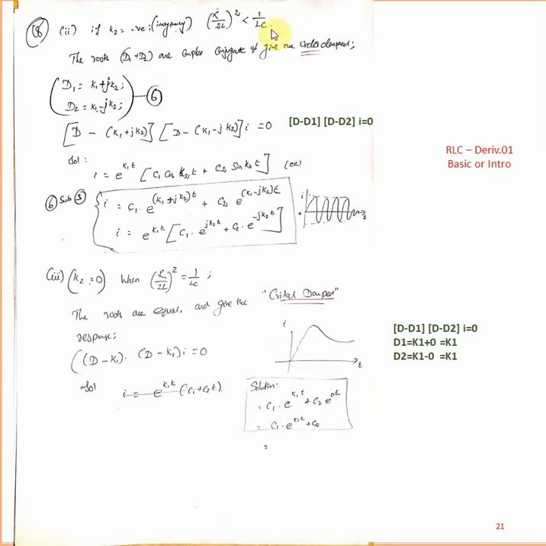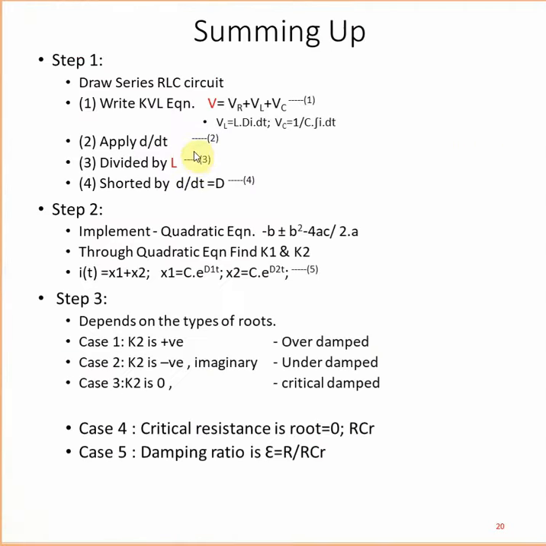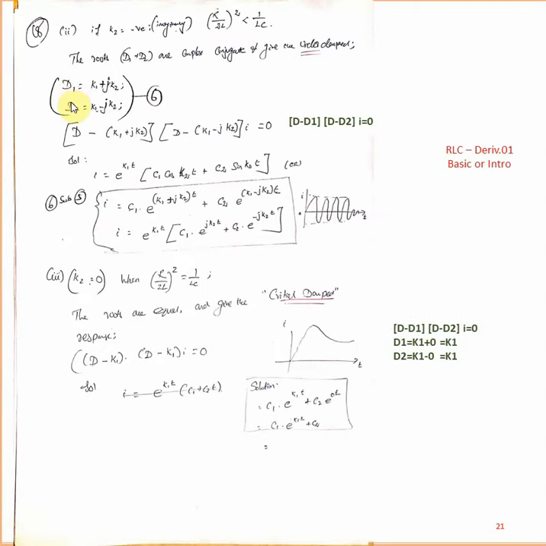If it is negative, then it is imaginary, and it will be present as k1 plus j k2. So it is imaginary. Then d2 is equal to k1 minus j k2. This is the d1 value, this is the d2 value. So what is the formula? The formula is c1 dot e power d1 plus c2 dot e power d2. Substitute the d1 and d2 values: d1 is k1 plus j k2, d2 is equal to k1 minus j k2.